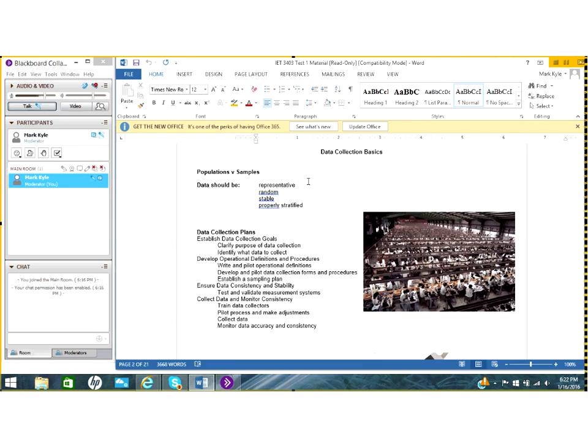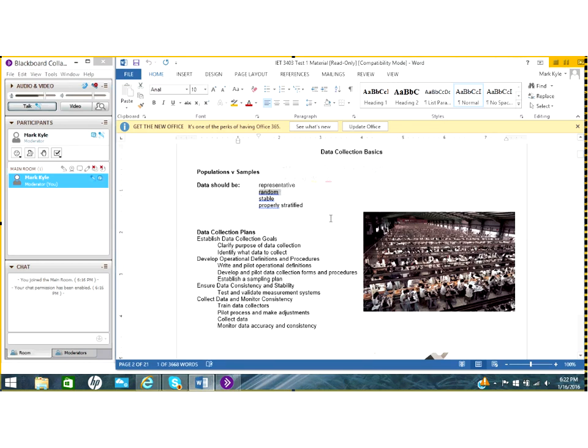If I wanted to make desks for people that are in elementary school, I would want to go and sample, take average heights of elementary school students. I wouldn't go and measure junior high school students. So I think you understand the concept of representative samples. Also, random sampling is very important.